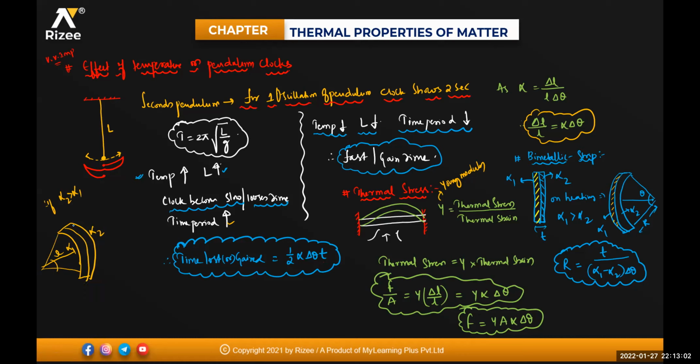Okay? For this one, how do you write the radius, beta? R is equal to thickness T divided by alpha 2 minus alpha 1 into the temperature difference delta theta. That will give me the answer for this. Clear?